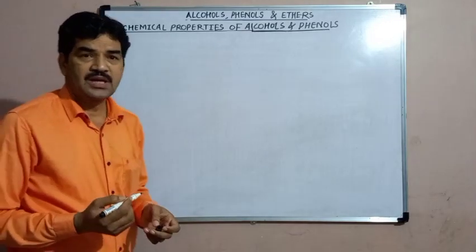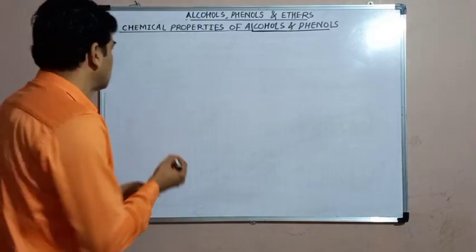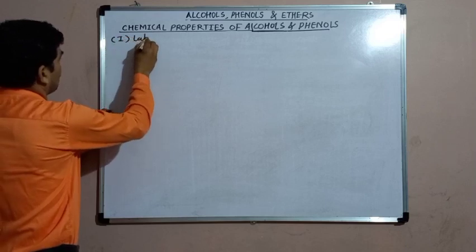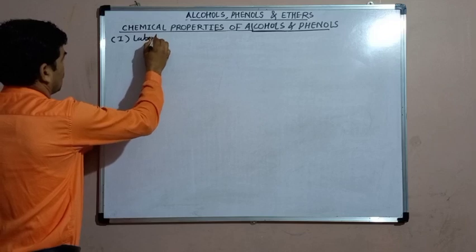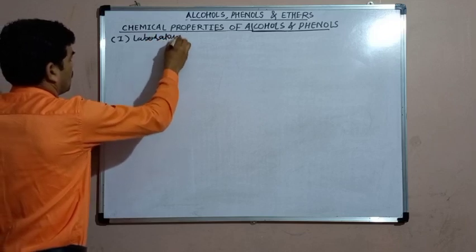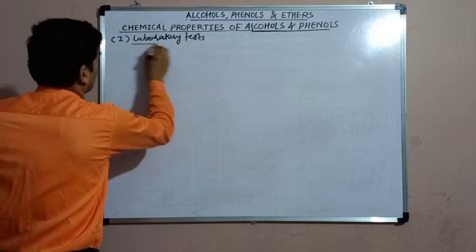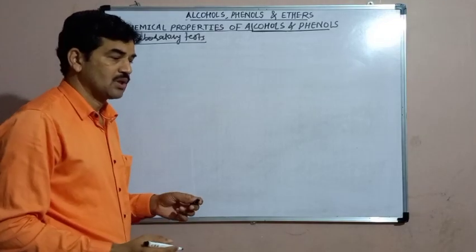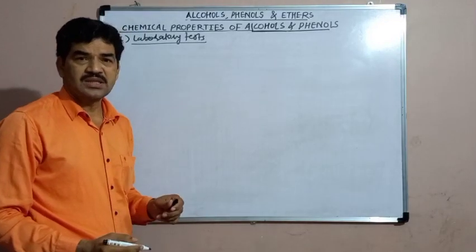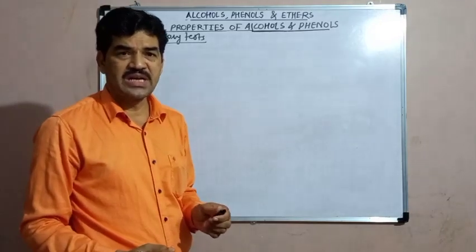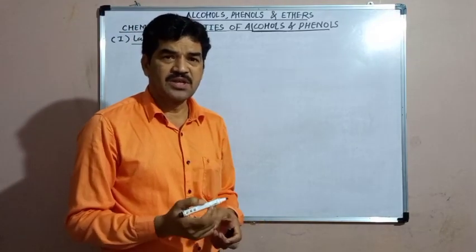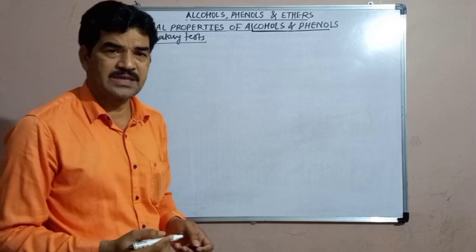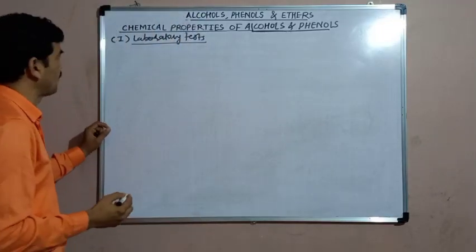The chemical properties are categorized into various types. The first category is the laboratory tests of alcohols and phenols. In these laboratory tests, some tests are deleted for the academic year 2020-21. The litmus test and the action of bases, reaction with bases, these two tests are deleted from the syllabus for this year.